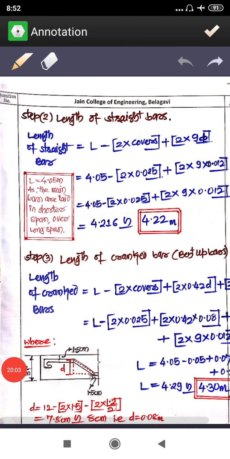Now that 0.08 I am going to use here. See, this total span minus 2 covers, so that I'll be using here cranked bar. You have to add distance from both sides, 2 into 0.42 into 0.08 plus 2 hooks, 2 into 9 times of dia. So I'll be getting 4.30 meters, that is the length of cranked bar or bent up bar length.